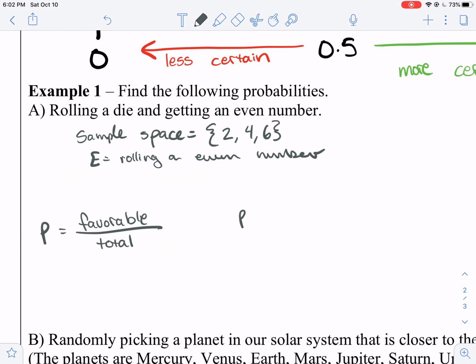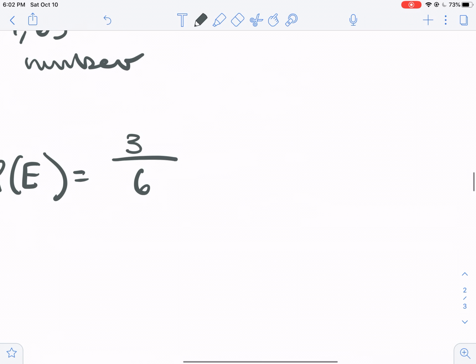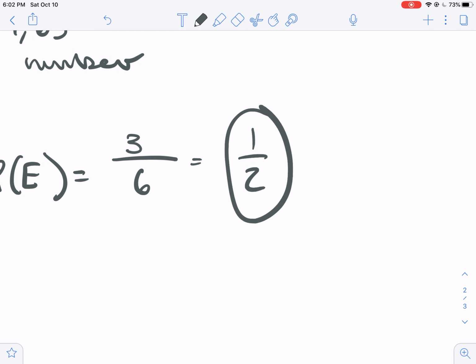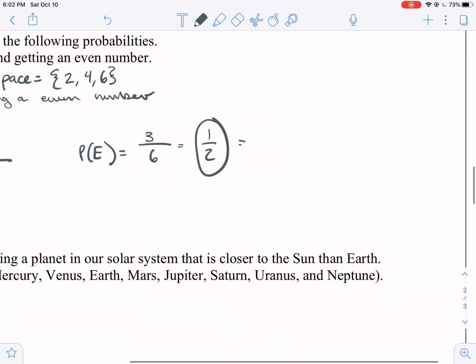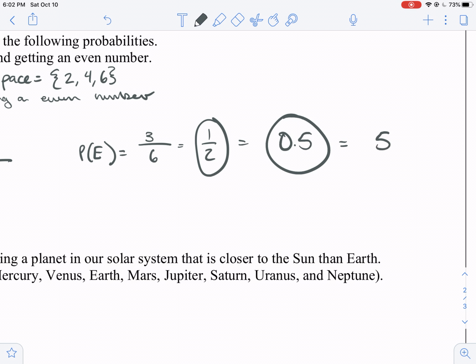So we say the probability of E is the number of favorable outcomes, which is 3, over the total number of outcomes, which is 6. It's a 6-sided die. We have 6 options. That will reduce to 1/2. Done. If you prefer, you can say that has a probability of 0.5. That's great too. I feel like the most common though is to say percent, 50% probability. Ta-da! Okay, cool. That's fun.